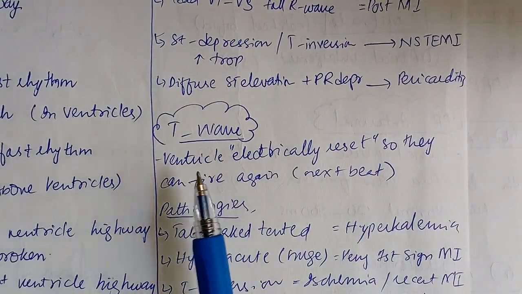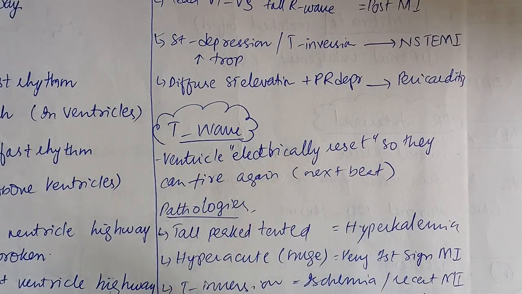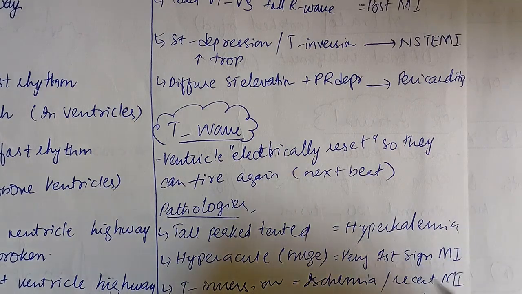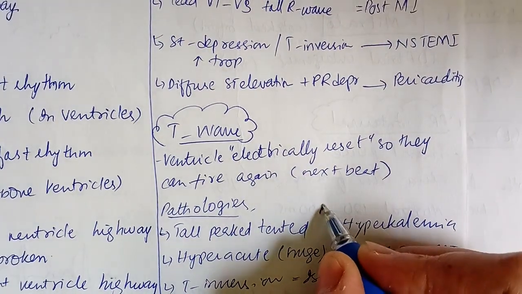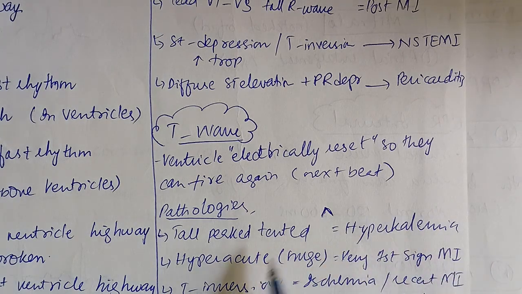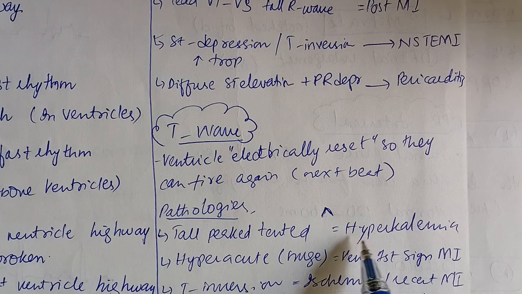The T wave signifies that the ventricles are electrically resetting themselves so they can fire again in the next beat. Pathologies associated with the T wave are the tall, peaked, tented T waves like this. These are seen in hyperkalemia, and in hyperkalemia, the abnormality starts with tall peaked tented waves, and later on they are converted into a sinusoidal kind of wave, and then they can turn into ventricular fibrillation if the patient has severe hyperkalemia.